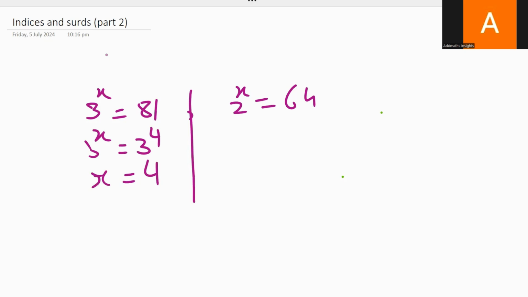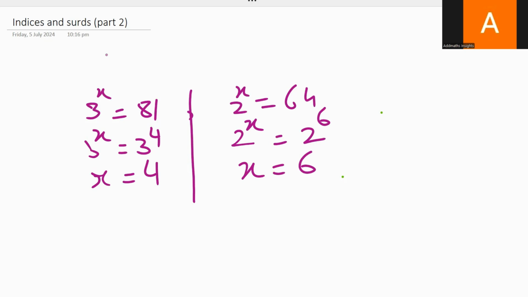And you can solve this one as well. You can write 2 raised to the power x is equal to 2 raised to the power 6, because when you multiply 2 by itself 6 times, you get 64. And when you compare both sides, you can write x is equal to 6. This is how you can find the solution of simple exponential equations.